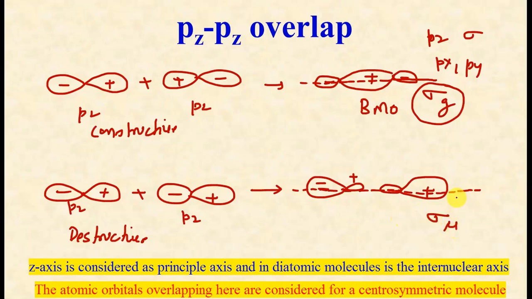Now why are we considering g and u? We are considering these orbitals as coming from a molecule which has a center of inversion. So constructive overlap results in the formation of sigma g bonding molecular orbitals, whereas destructive overlap results in the formation of anti-bonding molecular orbitals, which are represented as sigma u.